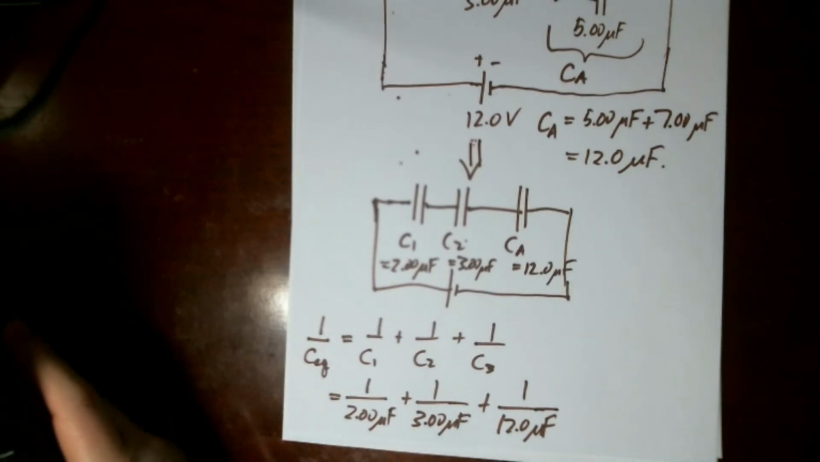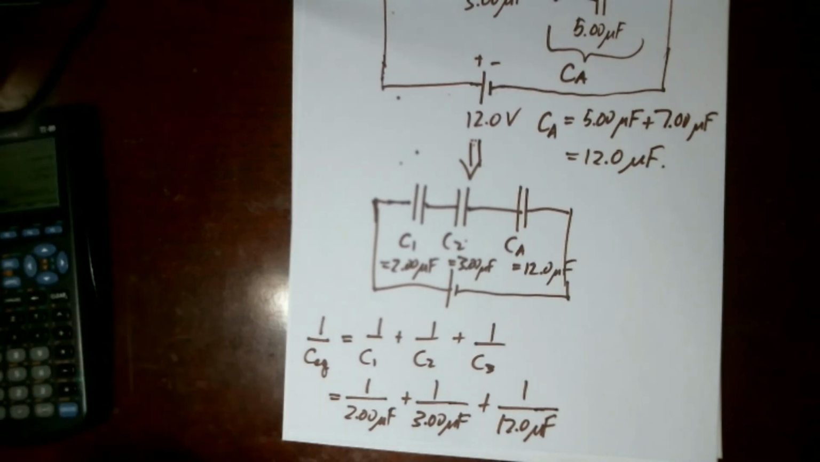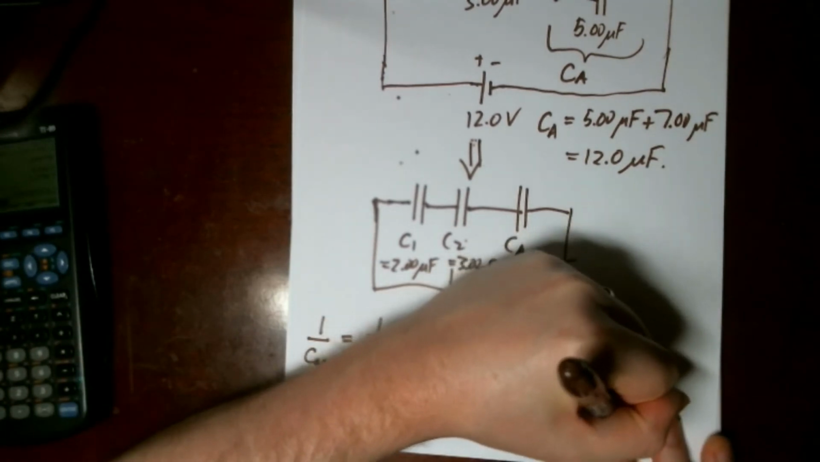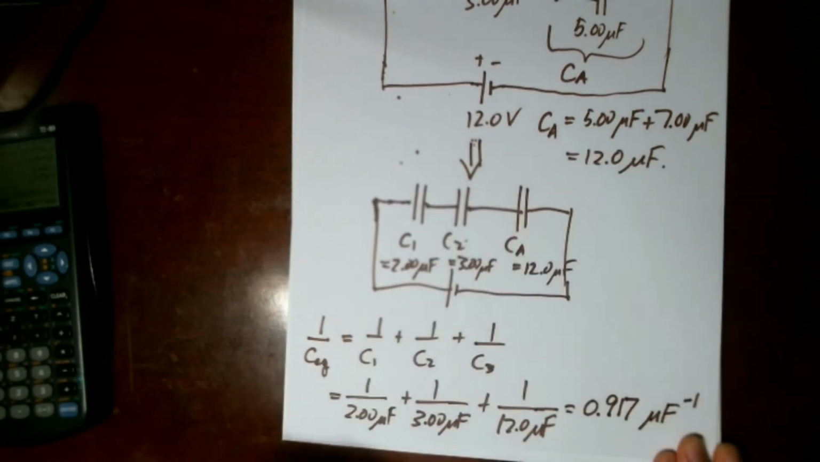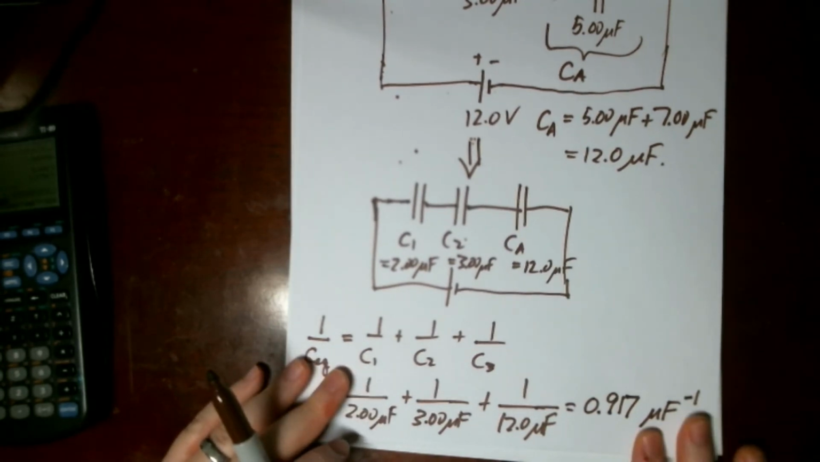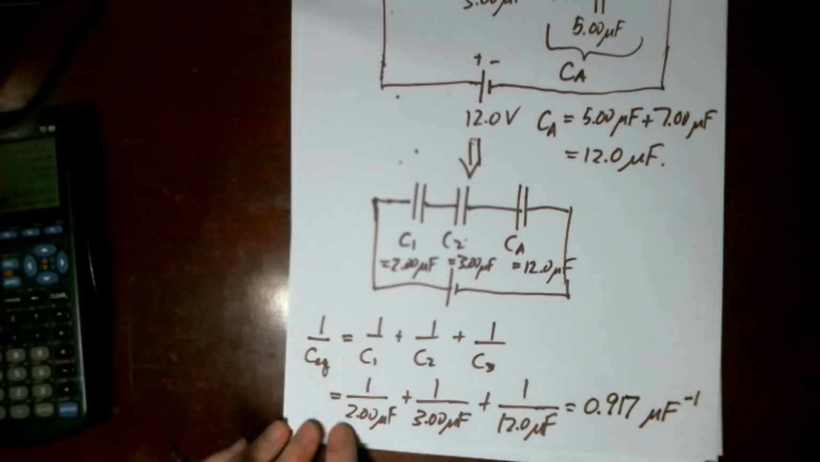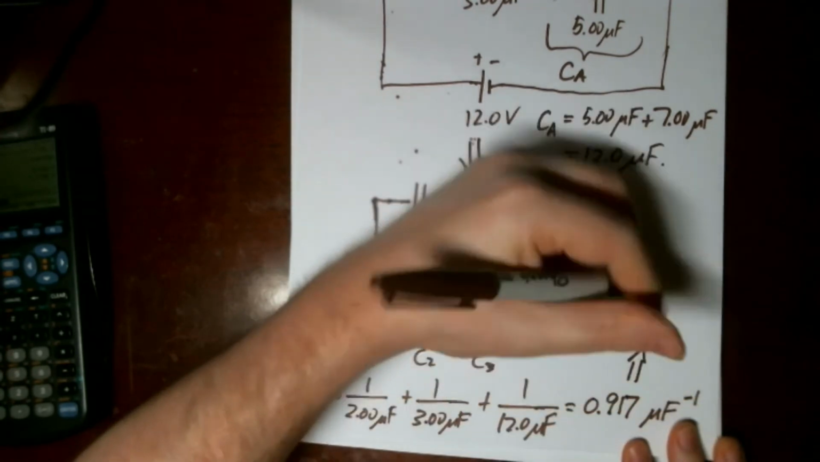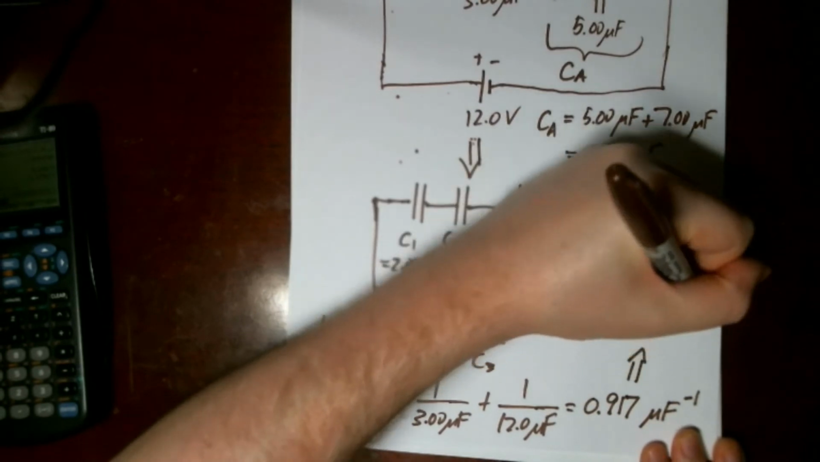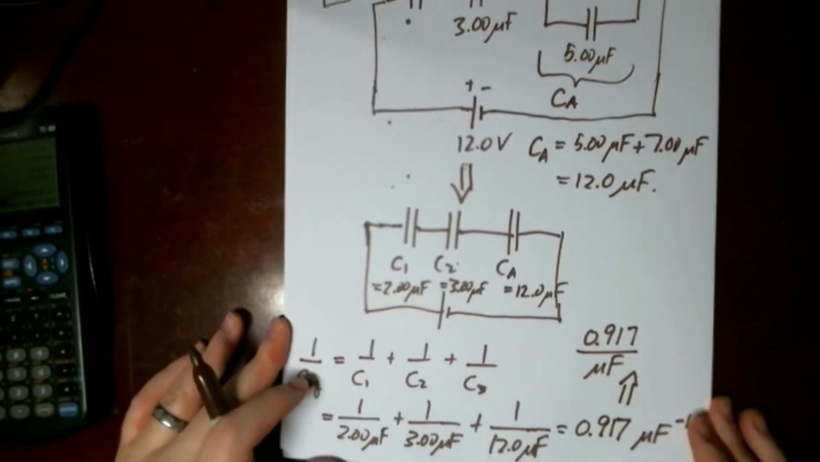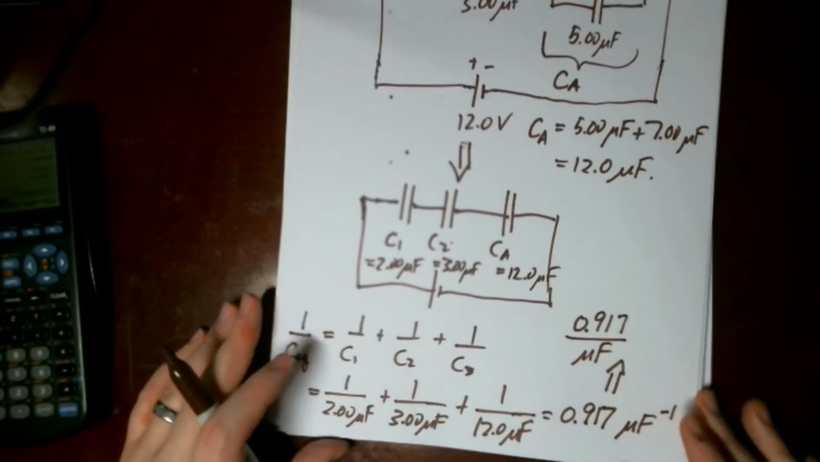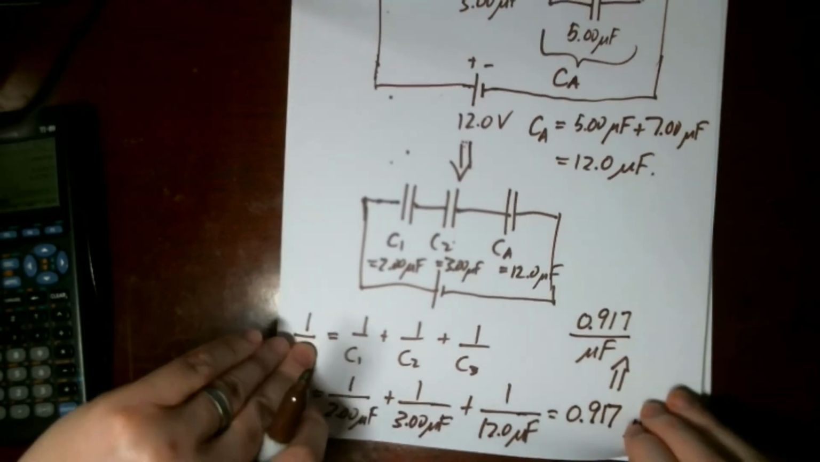And so 1 over 2 plus 1 over 3 plus 1 over 12 is going to result in this number. You'll notice I put a -1 on here to indicate that the actual unit of this is inverse microfarads. Not farads, but inverse, because all of these are on the bottom. So I could also more correctly write this as 0.917 per microfarad. So we need to invert this to get the actual equivalent capacitance.